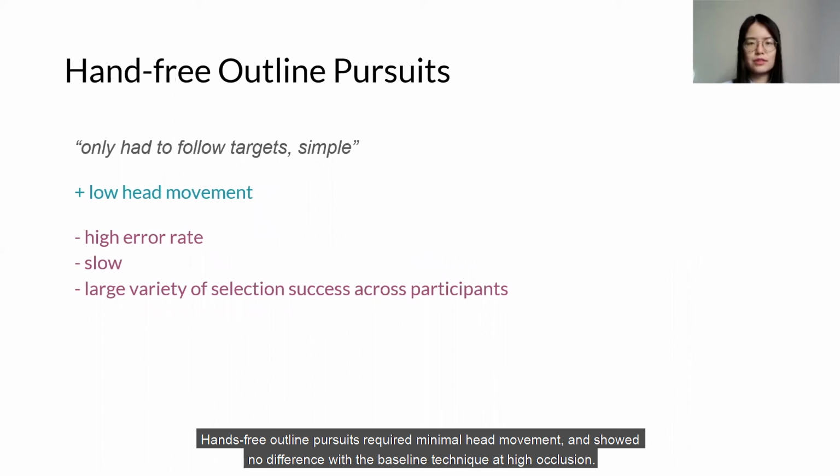Hands-free OutlinePursuits required minimal head movement and showed no difference with the baseline technique at high occlusion. However, it suffered from higher selection times and error rates, despite feedback stating the interaction technique was simple. This was in part due to some participants not reaching the required threshold for selection, which resulted in large variance across participants.